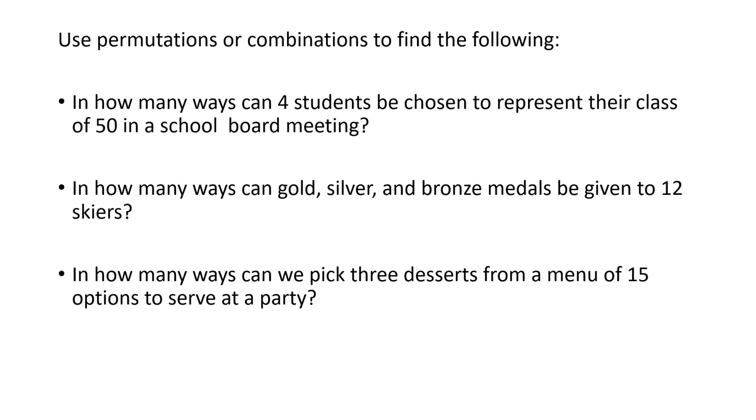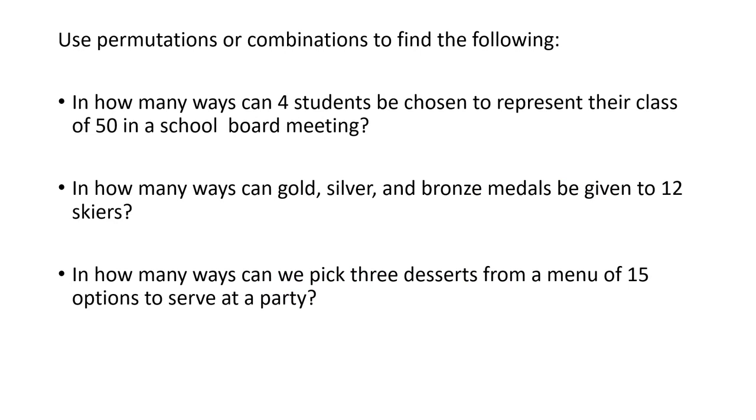All right, so for my last set of examples, I just want to run through 3 problems and first think about whether each situation is an example of a permutation or a combination. So again, permutation means the order that you pick the people or the objects in matters, and combination means the order doesn't matter. All right, so first example, in how many ways can 4 students be chosen to represent their class of 50 in a school board meeting?